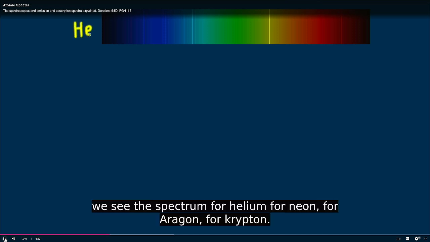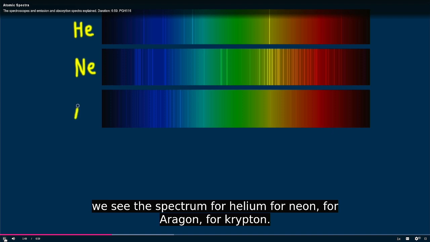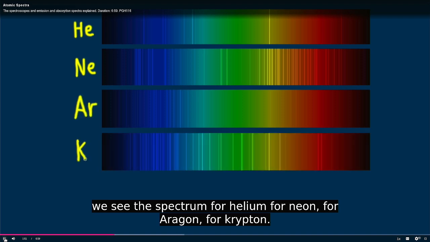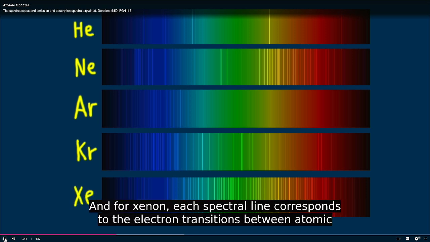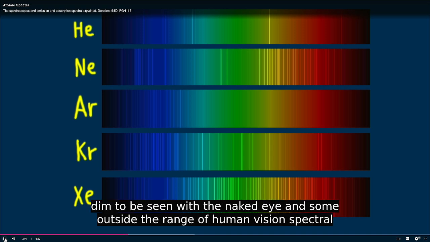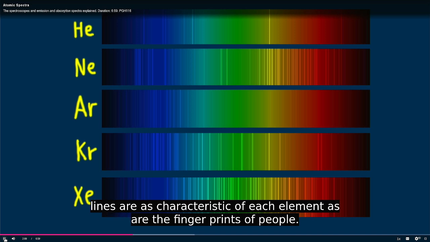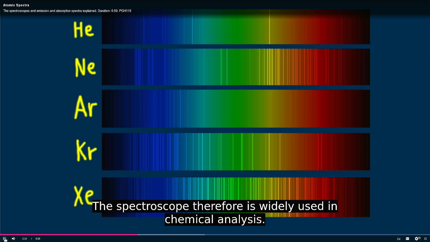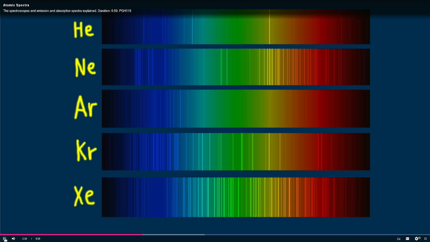We see the spectrum for helium, for neon, for argon, for krypton, and for xenon. Each spectral line corresponds to the electron transitions between atomic energy levels. Actually, there are many other lines, often too dim to be seen with the naked eye, and some outside the range of human vision. Spectral lines are as characteristic of each element as are the fingerprints of people. The spectroscope, therefore, is widely used in chemical analysis.